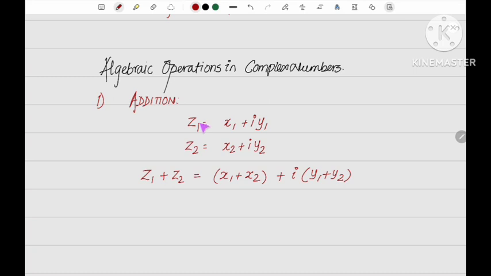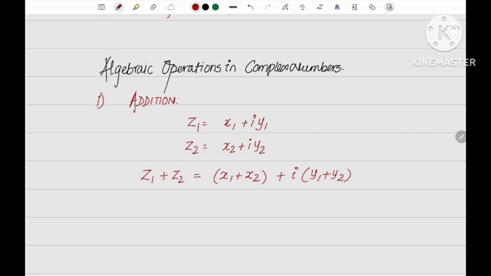In fact, if there are more than two, z1 plus z2 plus z3 plus z4, like that, you add the real parts of all the complex numbers, put them in one bracket. You add the imaginary parts of all the complex numbers, put them in one bracket, multiplied by i, and get the resultant complex number.